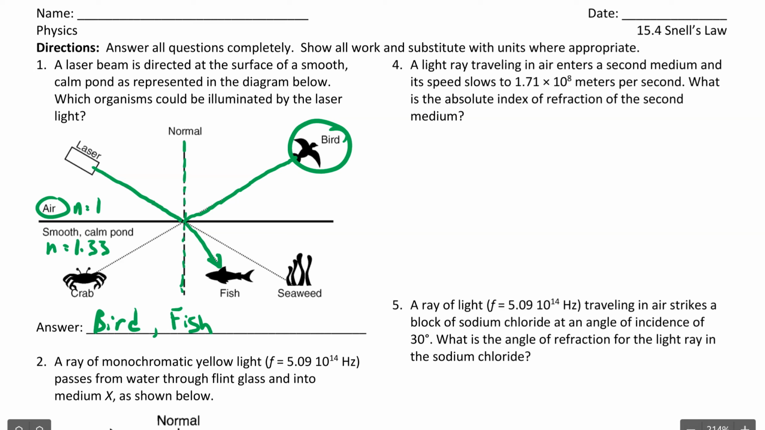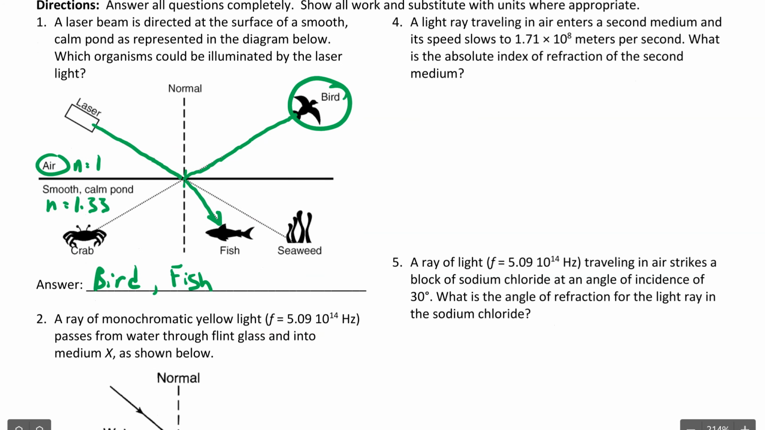The crab would never be illuminated by this laser because that implies that the normal line is some kind of physical thing. The normal line is an invisible line that we use just to measure our angles. It doesn't bounce off and reflect off the normal line because the normal line's not really there. It's just a way for us to measure our angles. So we're talking bird and fish for number 1.